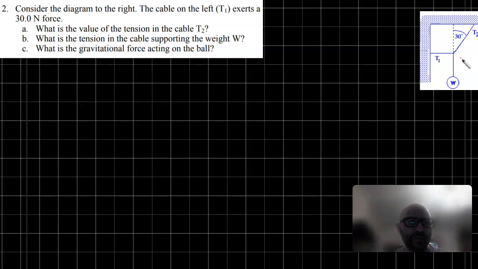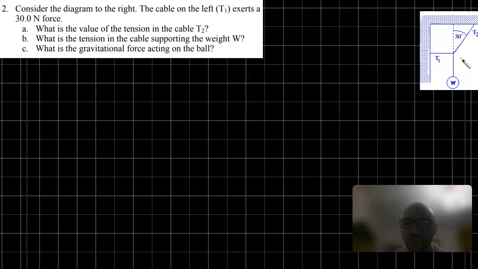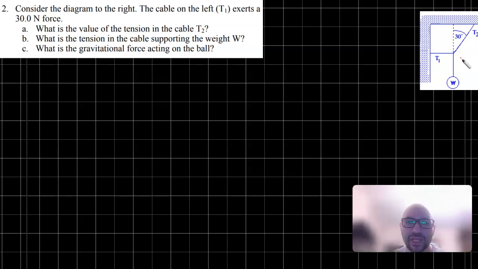So what we're looking for here is what is the value of tension in cable T2, what is the tension in the cable supporting the weight, so the bottom cable, and what is the gravitational force acting on the ball. So there's a bunch of stuff that we have to find in here. So let's draw the free body diagram.